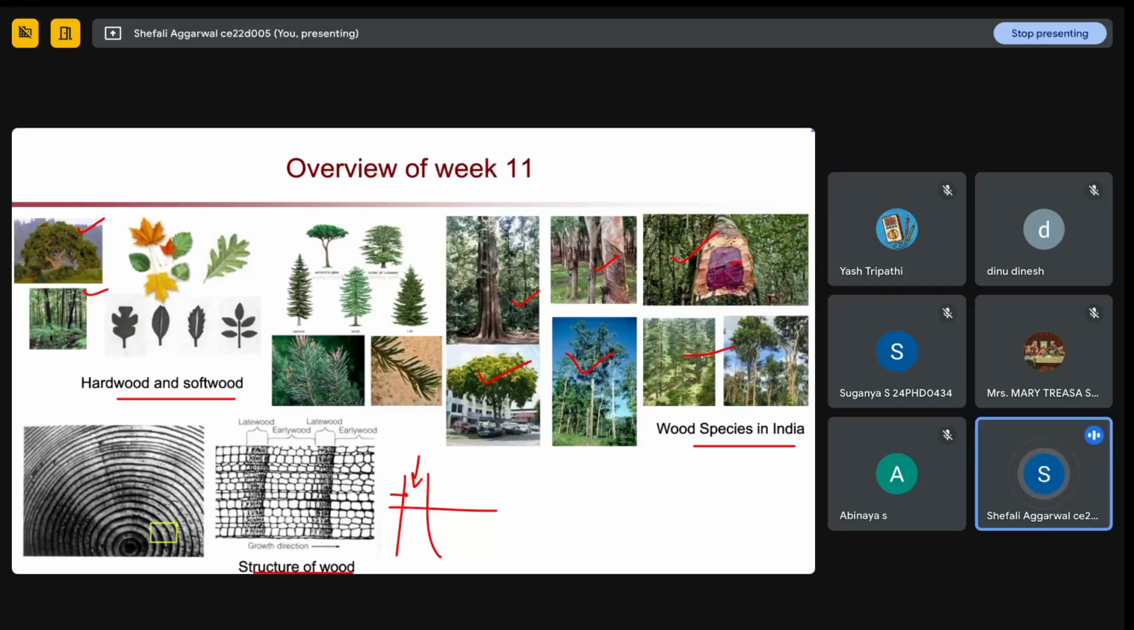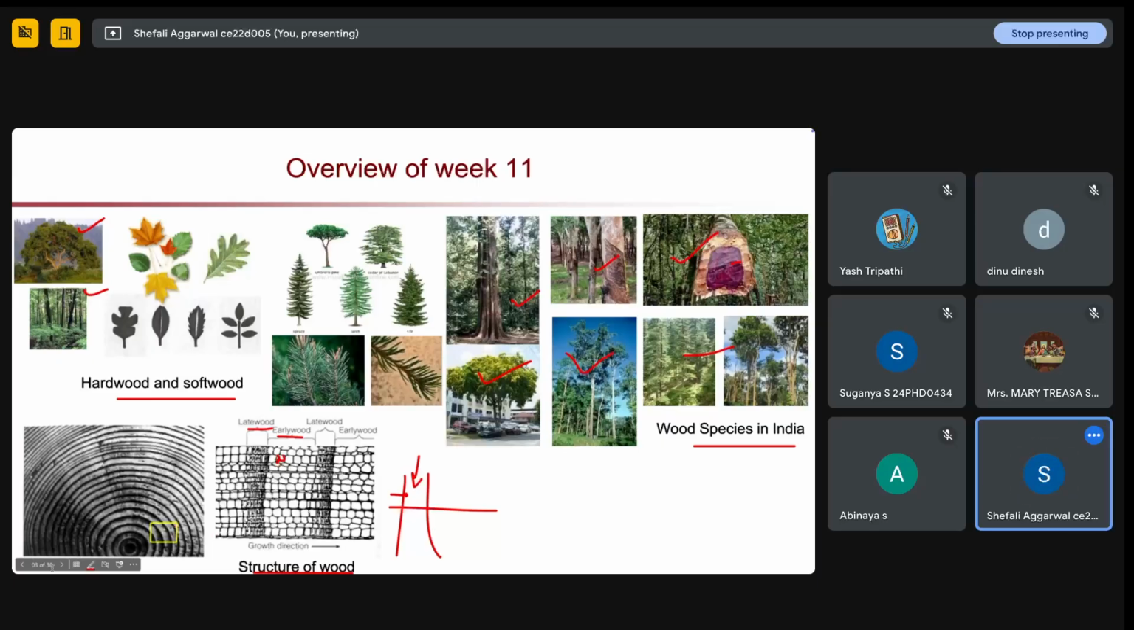So what is happening is, when there is very rapid growth of cells, then we have this type of early wood forming. However, when there is a very dense growth of our rings, then it will form late wood. So in annual rings we can see two types of structure, early wood and late wood. Depending on how it is growing, whether it is growing rapidly or slowly, that type of structure will be formed in our annual rings.